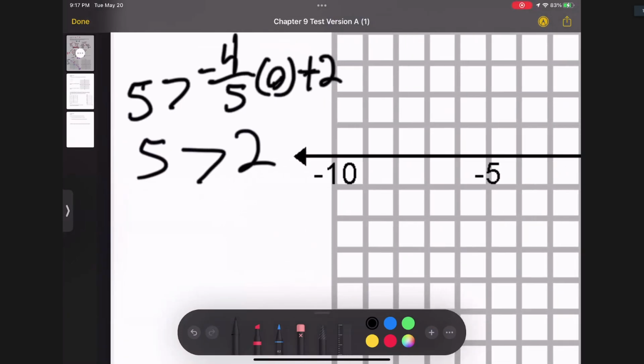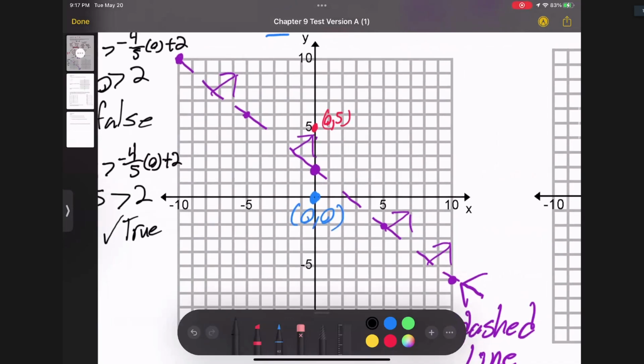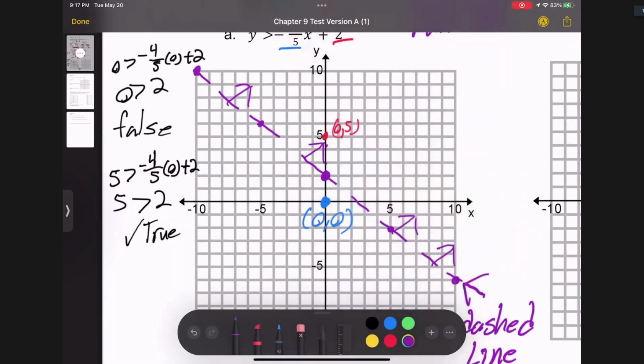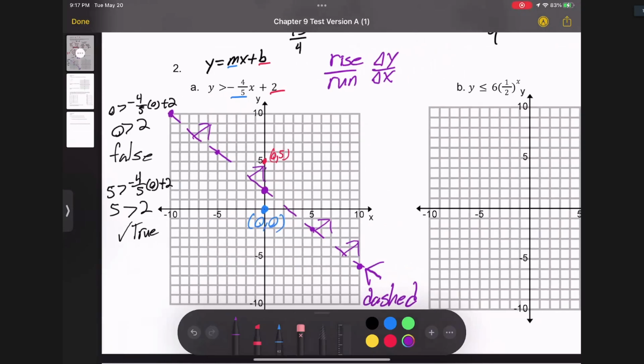Is 5 greater than 2? Yes, it is. So this gives a little check mark. It is going to be true. So that means this side is going to be true, above the line, which I said previously. If it's not on one side, it has to be the other side. You can only have one side that is going to be correct.